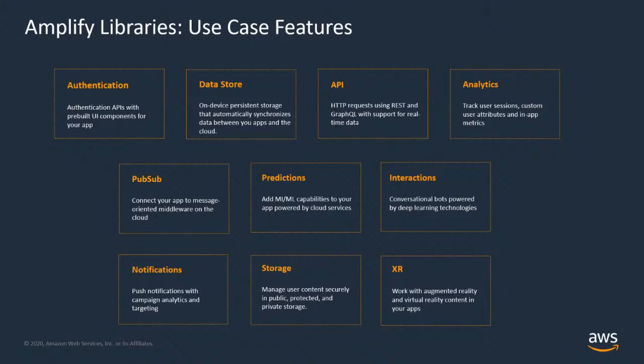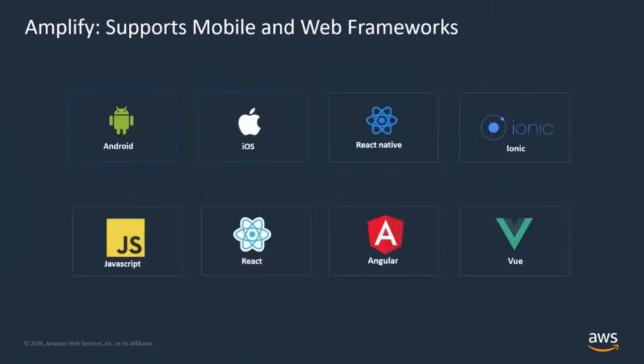And then lastly, XR down there. XR represents both virtual reality and augmented reality. So there are libraries available for virtual and augmented reality. And if you were along for the ride last session, the Amplify SDKs support both mobile and web frameworks. So on the top line here, we have Android, iOS, React Native, and Ionic, all for mobile. And then for web, we support JavaScript, React, Angular, Vue. There are others that we support, but these are the most common libraries.